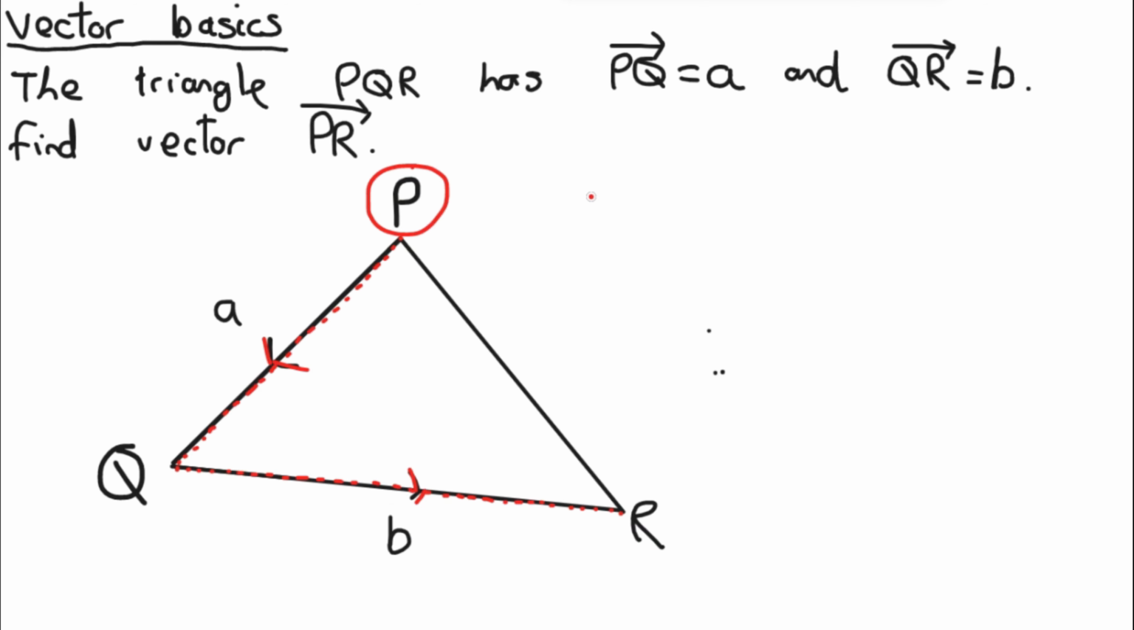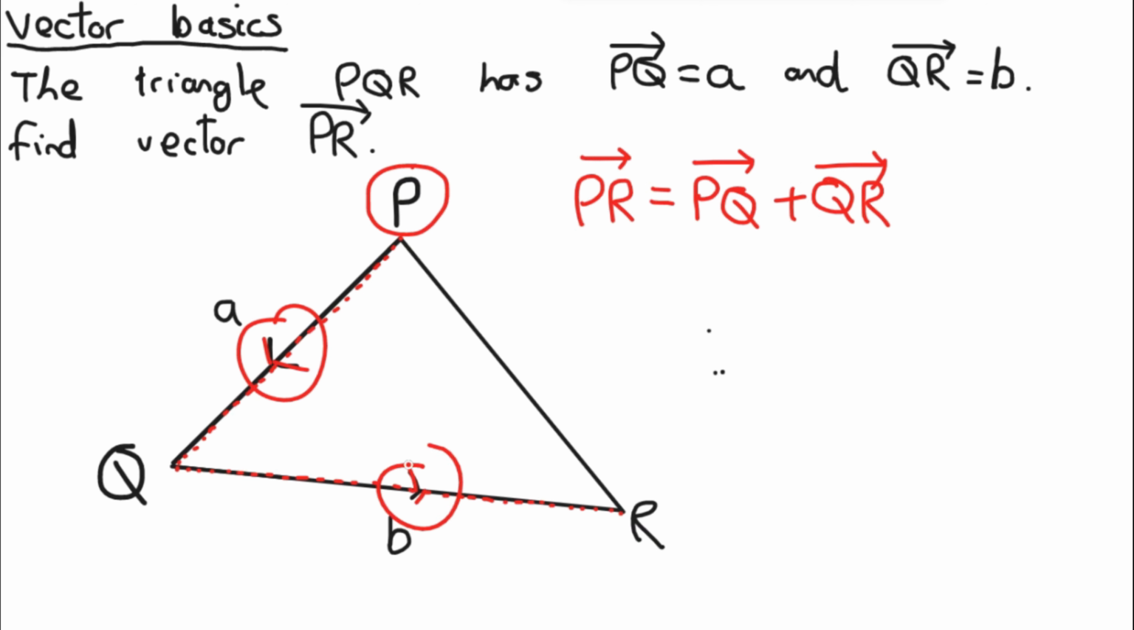So what it's going to be is PR is going to equal the lines that we've gone through. So it's PQ here, the first line that we went through, PQ plus QR, which is this line down here. And all this is then is, because these directions match and we know the values of them, it's just going to be equal to A plus B. And that's the final answer. PR is just equal to A plus B. This is a very fundamental concept with vectors in terms of how they work.